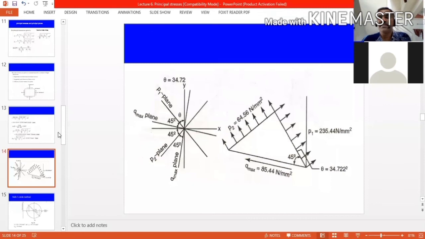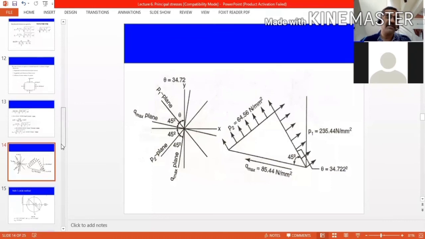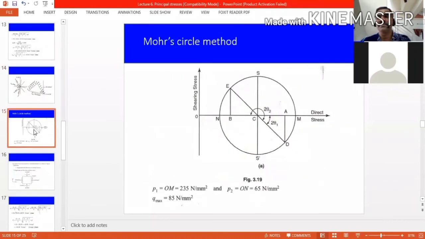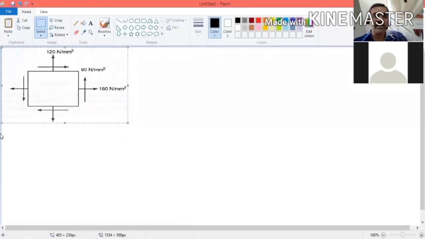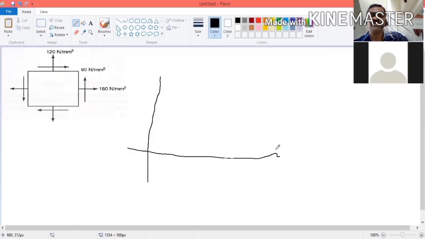This is an analytical method. The same problem can also be solved by the graphical method. In the graphical method, I will explain the same problem. Here, what you need to do is draw an axis arbitrarily. Now you fix this as O.